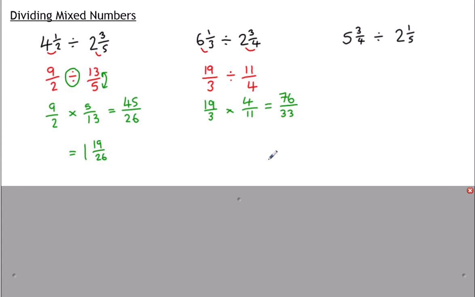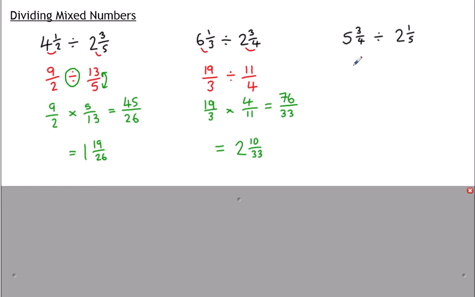Again, I'm pretty sure that doesn't simplify, because 33 only divides by 3 and 11, and 76 doesn't divide by 3 or 11. So to convert it back to a mixed number, how many 33s are in 76? So the 33 times table goes 33, 66, 99. So it goes in twice, which is 66, which means we've got 10 left over. So 2 and then 10 over 33 is our mixed number answer.